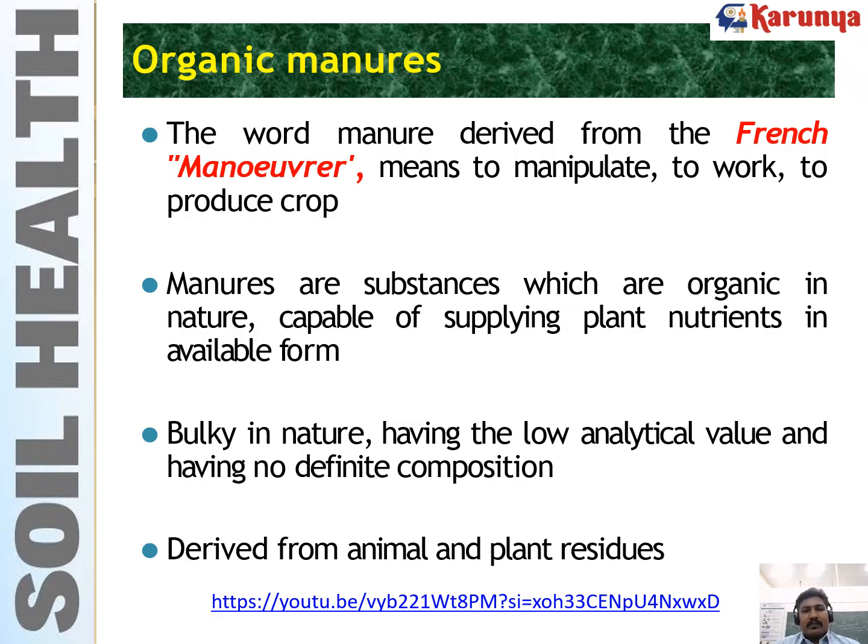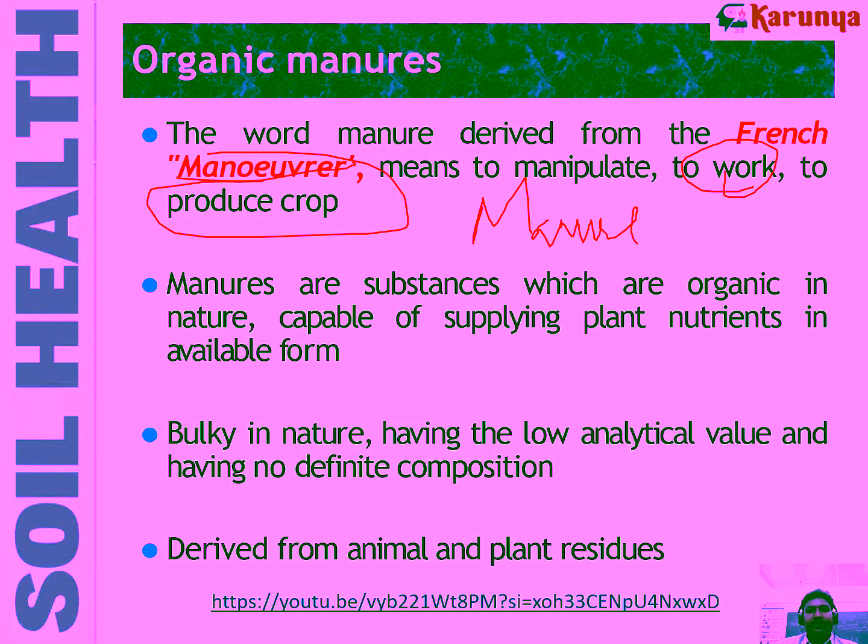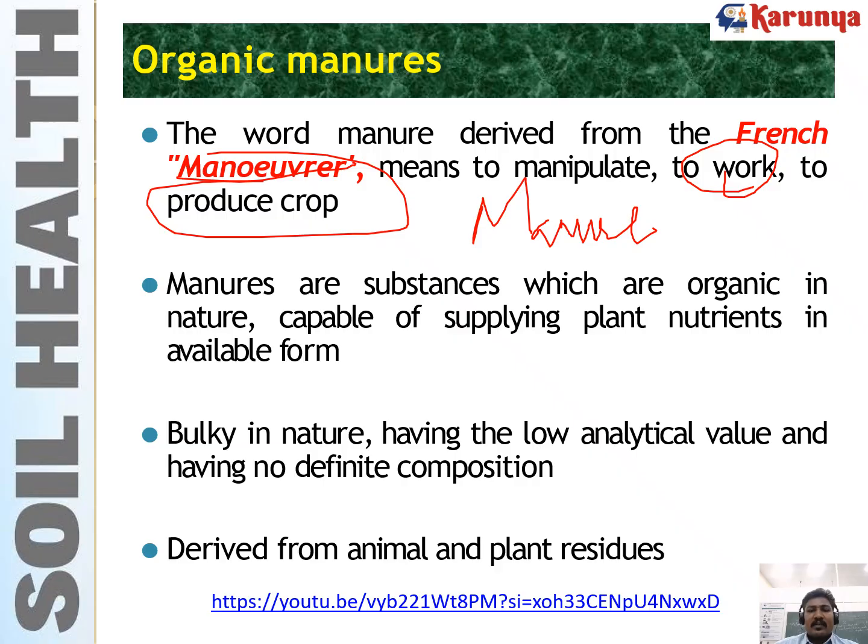The word manure is derived from a French word, which means to manipulate, to work, or to produce a crop. So we can work with the soil to produce the crop. From that word, manure came. These manures are substances which are organically produced, like dead plant and animal waste. They are capable of supplying plant nutrients in available form.